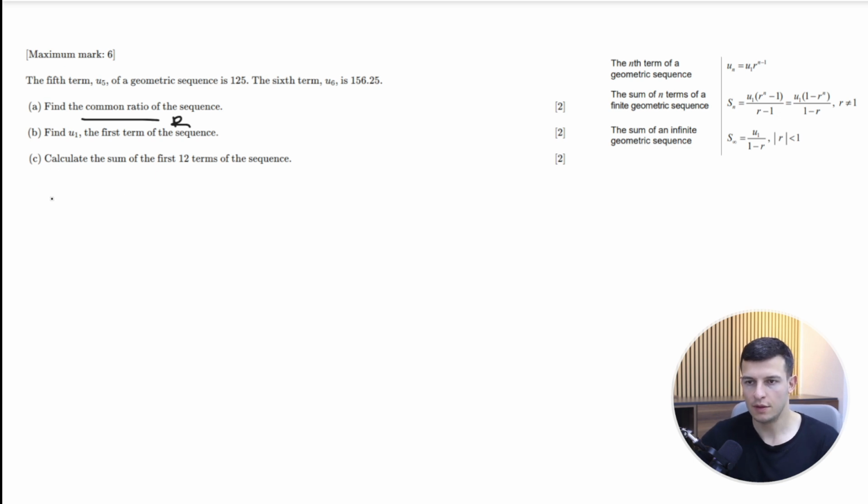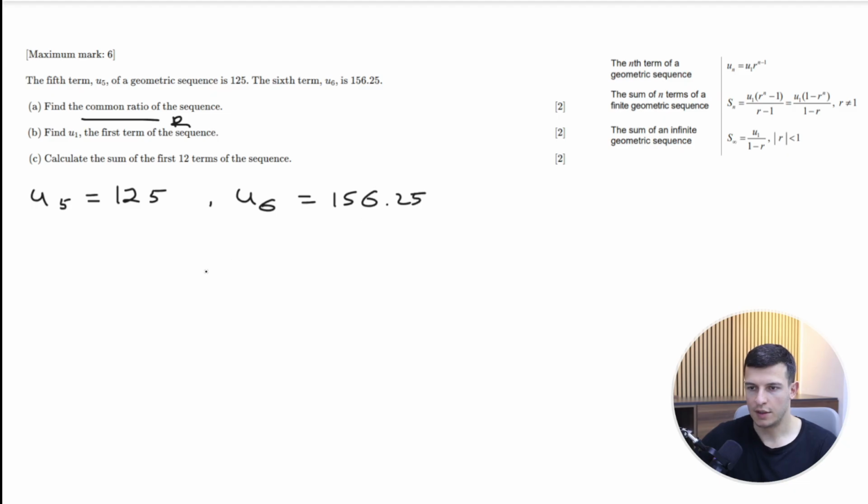All right, so let's check it out. U5 is equal to 125. I like to write down whatever is given in the question. U6 is equal to 156.25. Now, the great thing here is they are back to back.